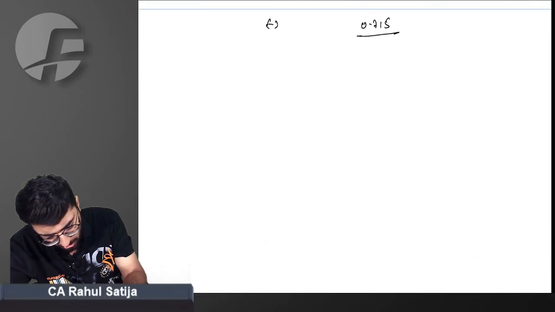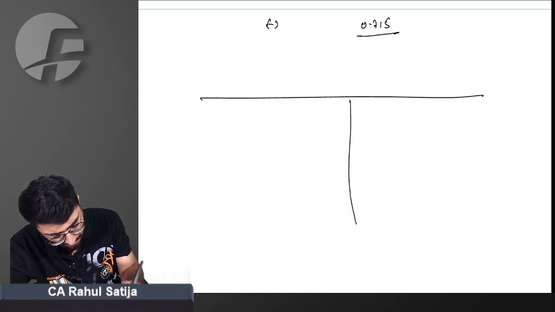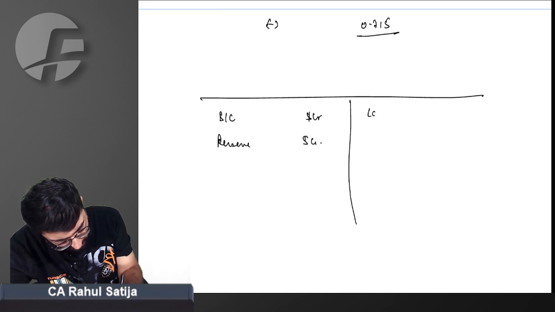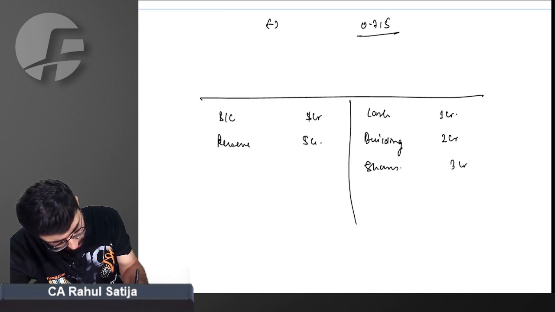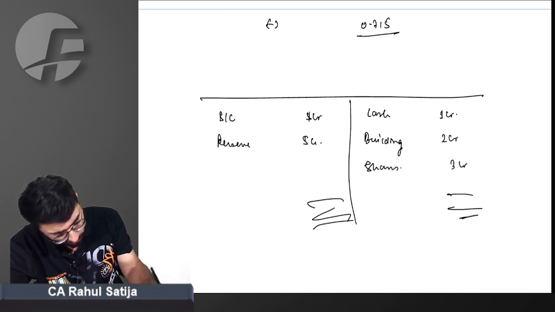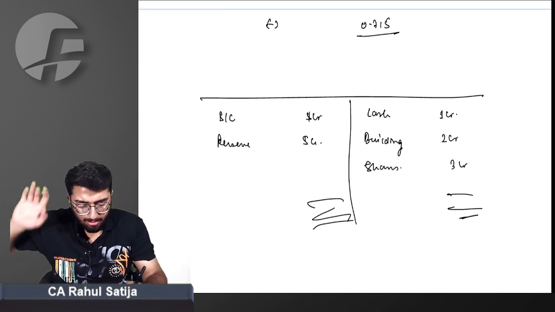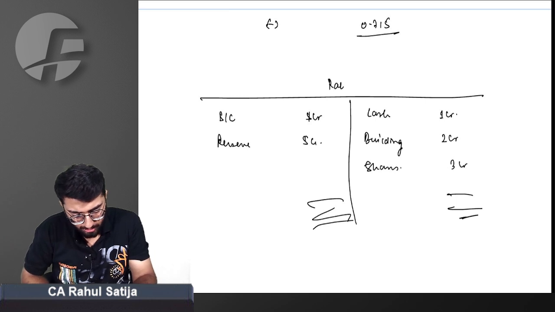Just come to board notes. Share capital 1 CR, reserves 5 CR, cash 1 CR, building 2 CR, shares 3 CR. At the time of liquidation, Rahul Private Limited.